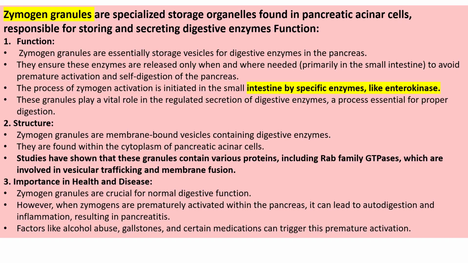If there is premature activation of zymogen granules within the pancreas, it can lead to autodigestion, autolysis, same as the lysosome known as the suicidal bag. So it starts killing its own cells, resulting in pancreatitis. Factors like alcohol abuse, gallstones, and certain medications can trigger this premature activation of zymogen granules.